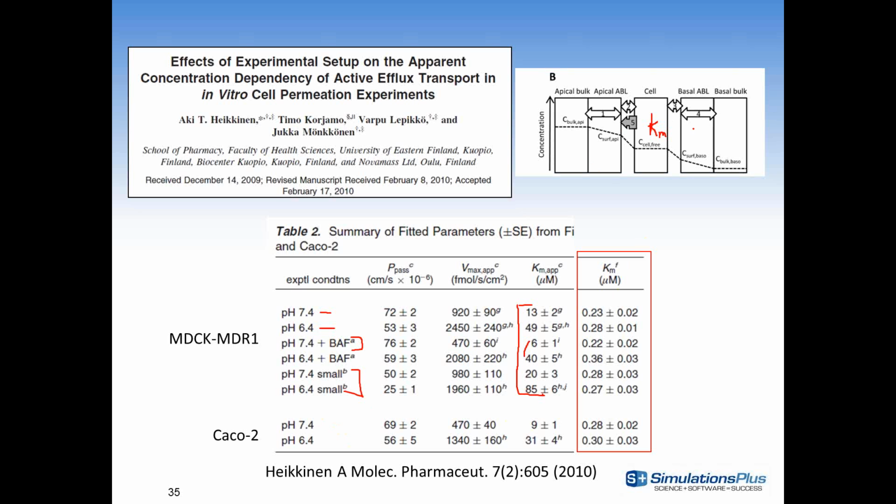By fitting all of that data in a cellular simulation, they ended up coming down to a single value of Km that worked across all the experiments. And so this is the key. This is something that you cannot do just by eyeballing your data with those apical and basolateral concentrations. You actually have to do this cellular simulation, and that's one of the reasons why we've developed MembranePlus.